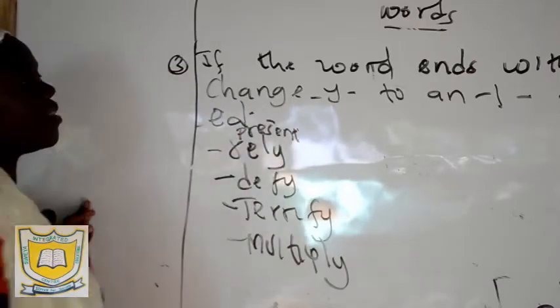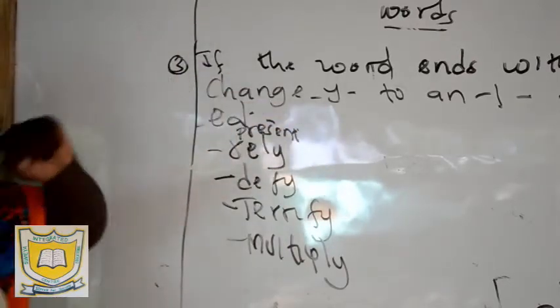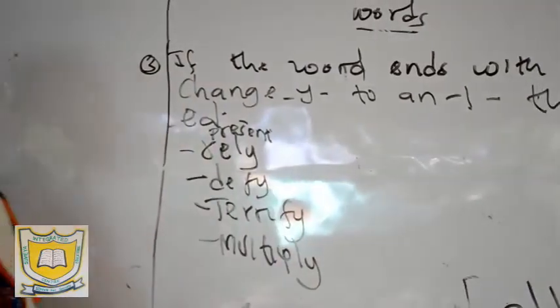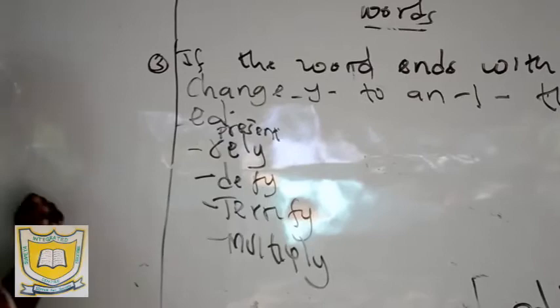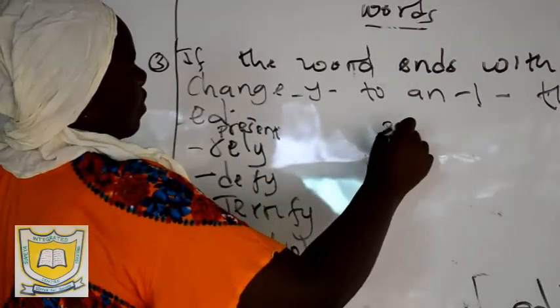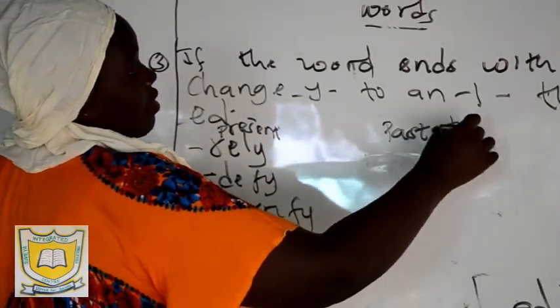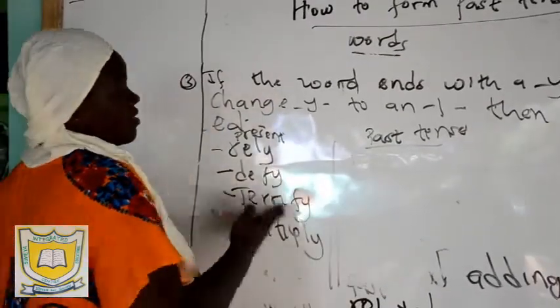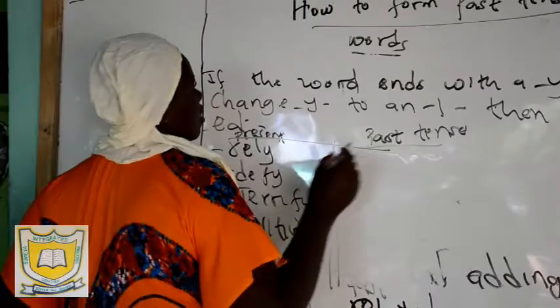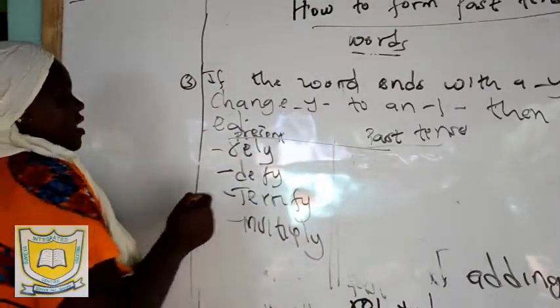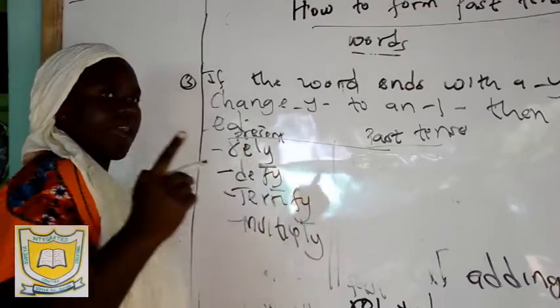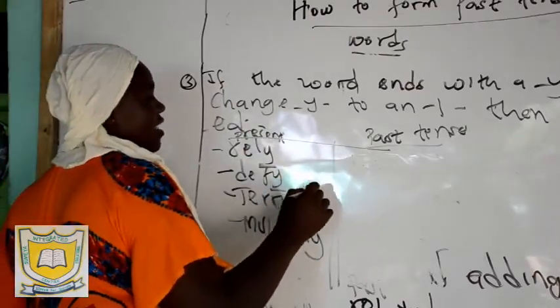What you are going to do is, if the word ends with a Y, change the Y to an I, then add an ED. Now you have the present tense, then here we are going to have the past tense. How am I going to come up with the past tense of these verbs? If the word ends in a Y, you omit the Y and replace it with an I, and then add an ED.